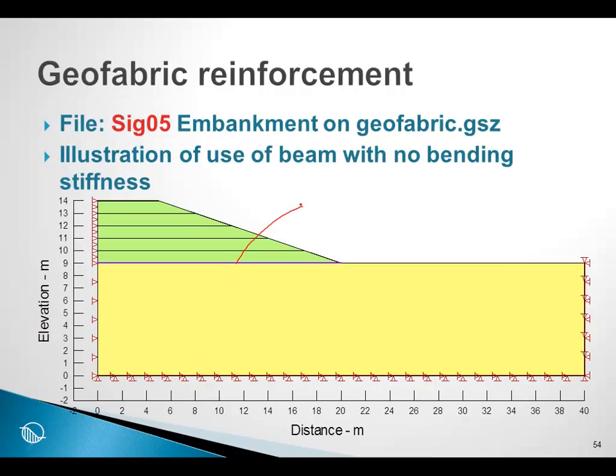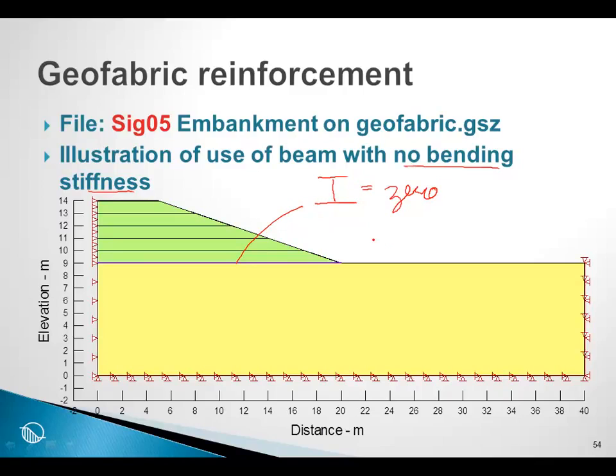The other thing is that in this particular case, our geofabric has no bending stiffness. It has axial stiffness but no bending stiffness. Therefore, we simply set the moment of inertia equal to 0. And that way we can simulate a geofabric with a beam element.